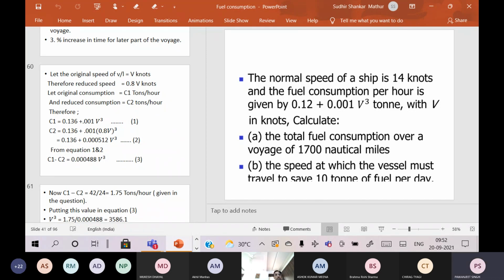Sir, speed repeat karna, 13.28, right? Correct, 13.25. So 13.2 is okay.